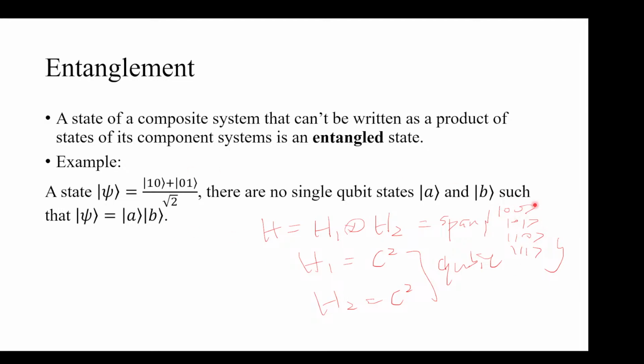It's very different from this: 0, 0, 0, 1, or 1, 0, or 1, 1. Because you cannot find any state a, b. So for any state a or b, a in H1 and b in H2, their tensor product will not equal to (1, 0 plus 0, 1) over square root 2. Okay, so this is an entangled state. You can prove that, and it's really something weird.